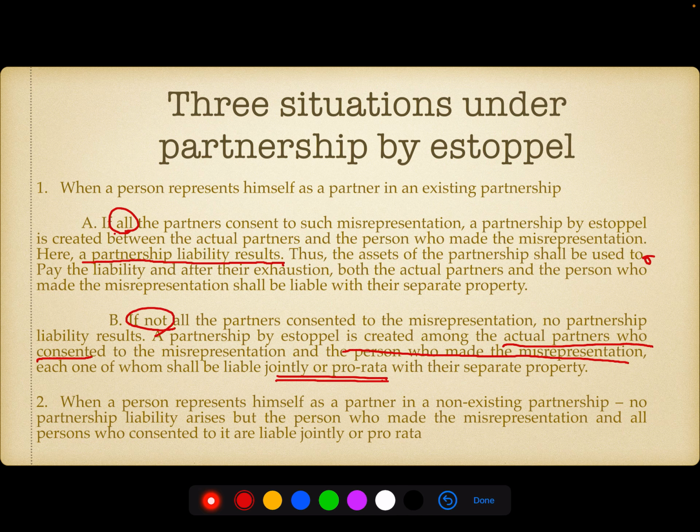Okay, and the third situation contemplated by a partnership by estoppel is when a person represents himself as a partner in a non-existing partnership. As I mentioned a while ago, A and B pretended to be partners to X so they can loan money, pretending that they will use the money they'll get from X to, say, run a business. Here, no partnership liability arises, obviously, because there is no partnership to speak of. But the person or the people who made the misrepresentation and all persons who consented are liable also jointly or pro rata.